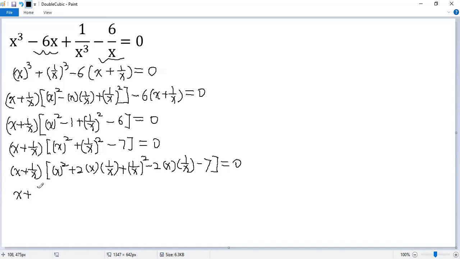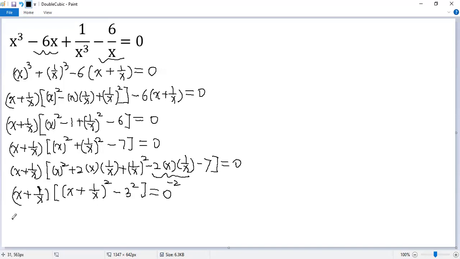Then we get x plus 1 over x. And the first terms combine to a perfect square, so x plus 1 over x squared. And here actually -2, right? -2 minus 7 is -9. But we can write that as 3 squared equals 0. So we can use the difference of squares formula to factor the second one.